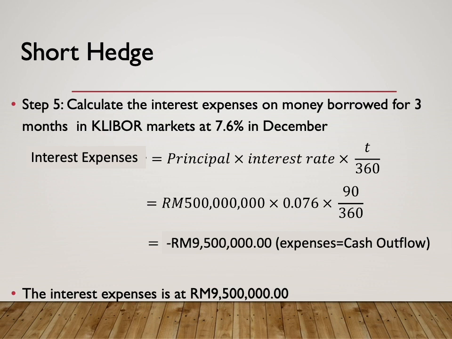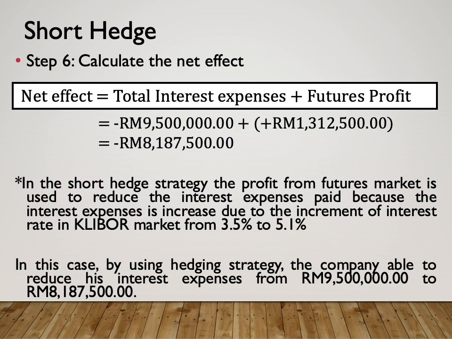Step number 6, you need to calculate the net effect. So the net effect is total interest expenses plus futures profit. Interest expenses, I put negative because it is a cash outflow. You need to pay interest. Futures profit, you receive money, profit, cash inflow. So 1.3125, I put a positive sign, representing cash inflow. So your total net effect is negative 8.1875 million. Negative here means it is an interest expense. So for a short hedge strategy, futures profit is used to reduce the interest expenses paid by the company.